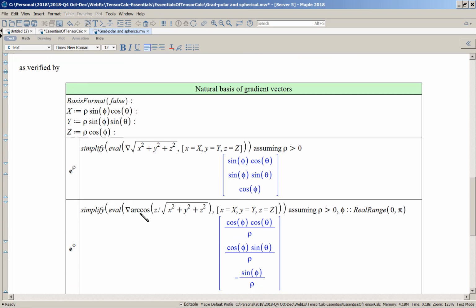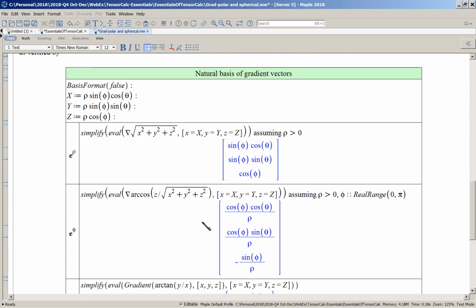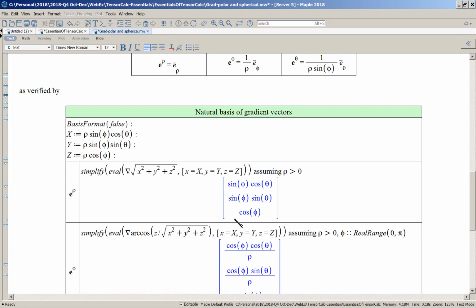Differentiate phi. Well, what is the phi function? If you look at the diagram for spherical coordinates, one way to express it is z over rho. And rho is root of x squared plus y squared plus z squared. So you carry out this computation, you let people know that rho is positive and phi is between 0 and pi. You get this. You see the 1 over rho? Okay, there's your 1 over rho coming out.